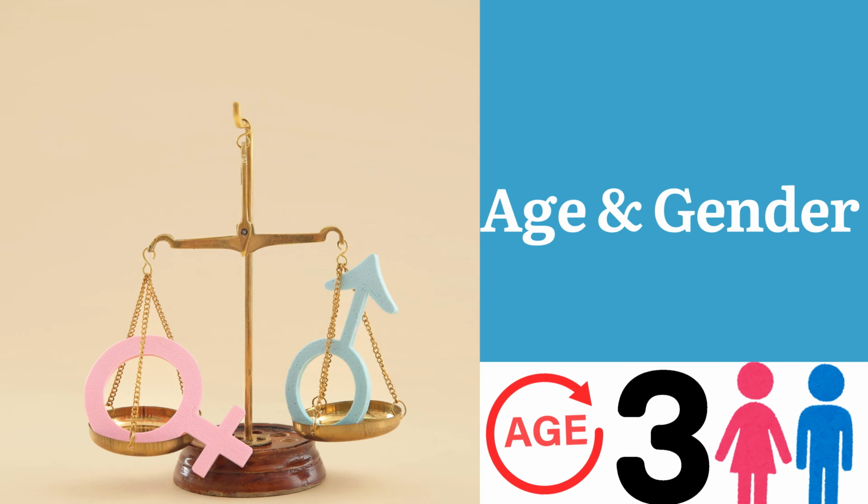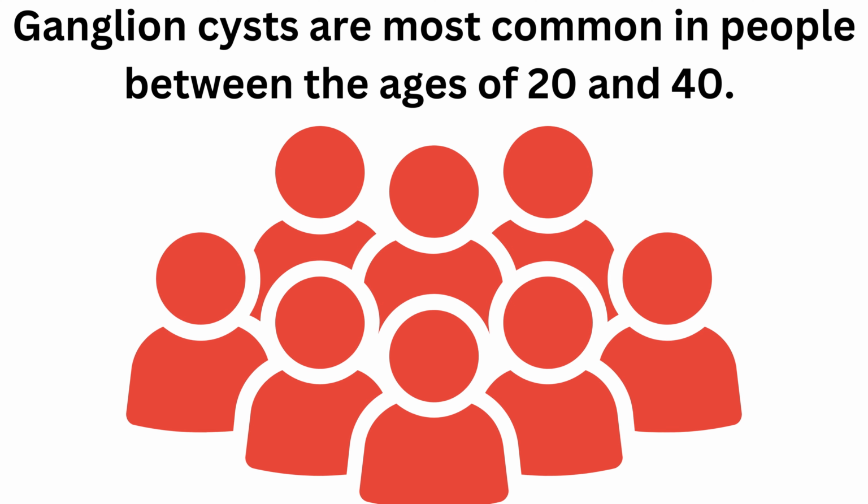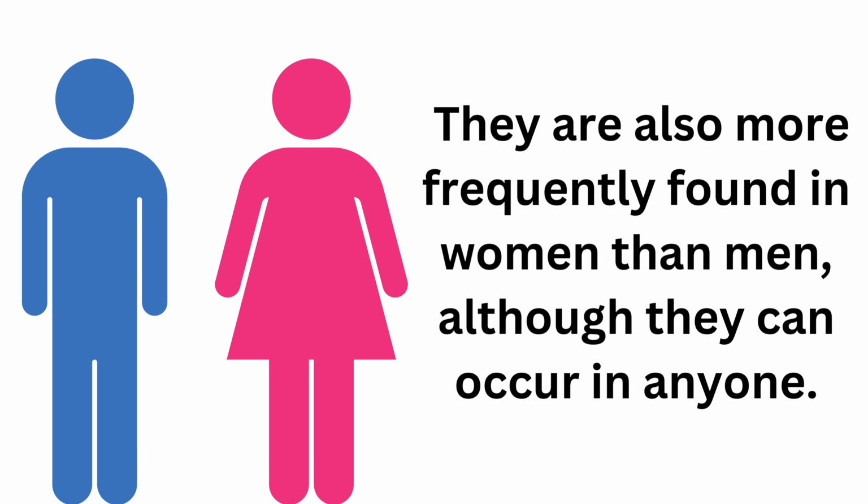Number 3, age and gender. Ganglion cysts are most common in people between the ages of 20 and 40. They are also more frequently found in women than men, although they can occur in anyone. Number 4, genetics. A family history of ganglion cysts may increase the likelihood of developing them.